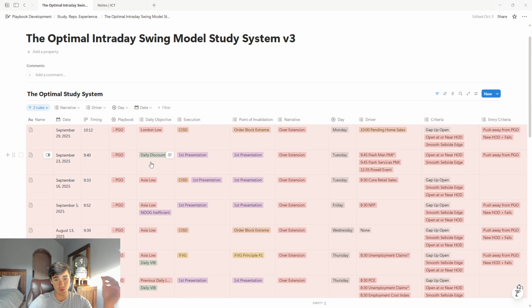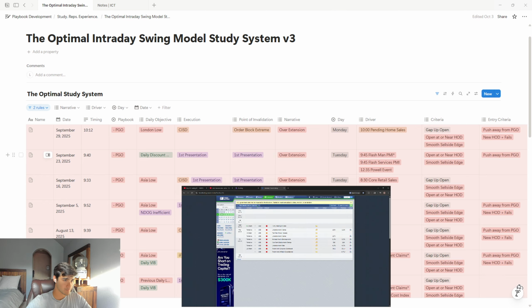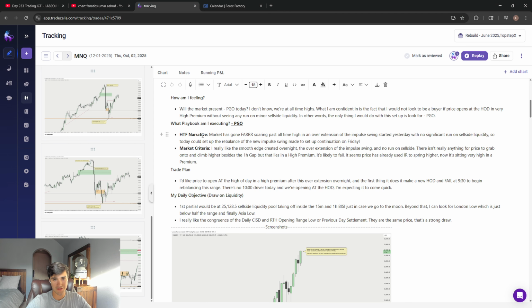I can have a high degree of conviction and confidence that the market's going to deliver Asia low simply by doing the work of tagging what was the daily objective for that session. What was the furthest extreme that the market delivered? What was the level that the market reached for in that session? This is also going to get you really good at draw on liquidity, because now you know when this particular playbook is present, the draw on liquidity is going to be Asia low. And I've implemented this into my pre-market process.